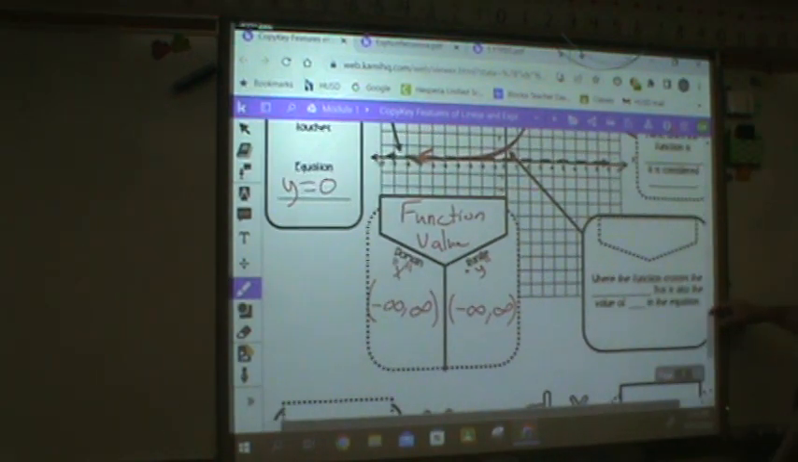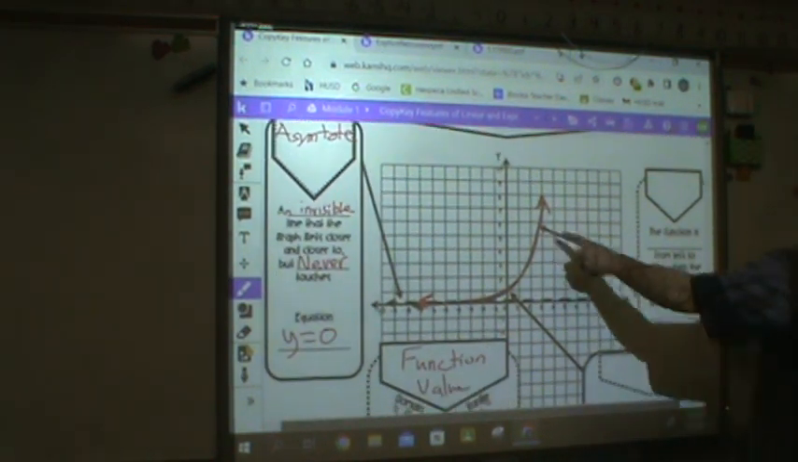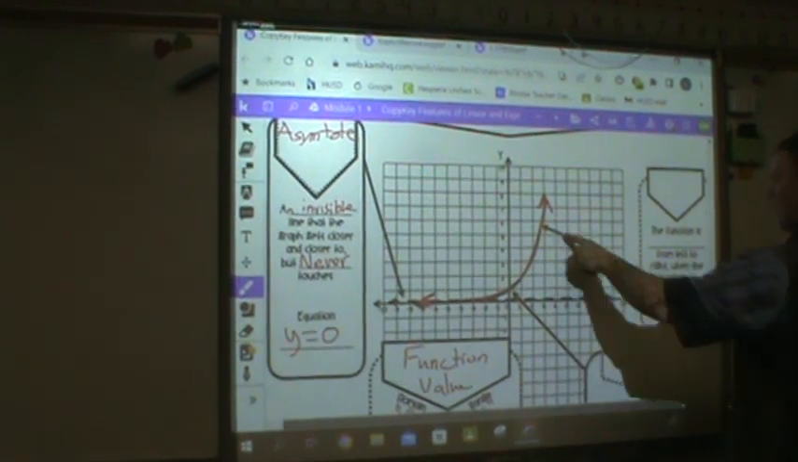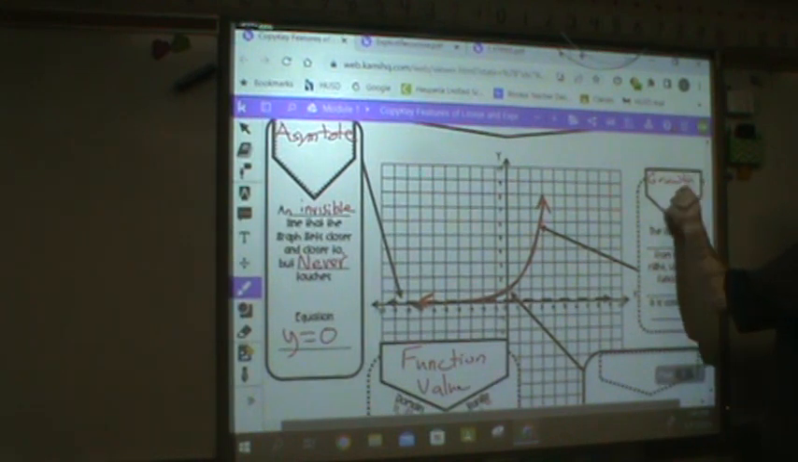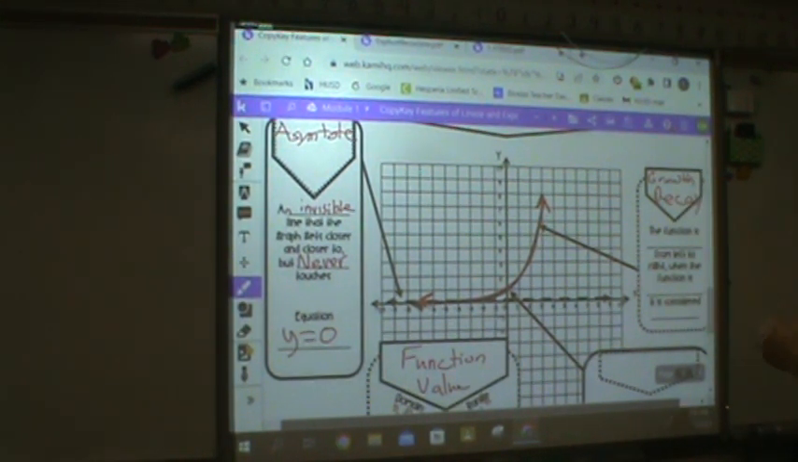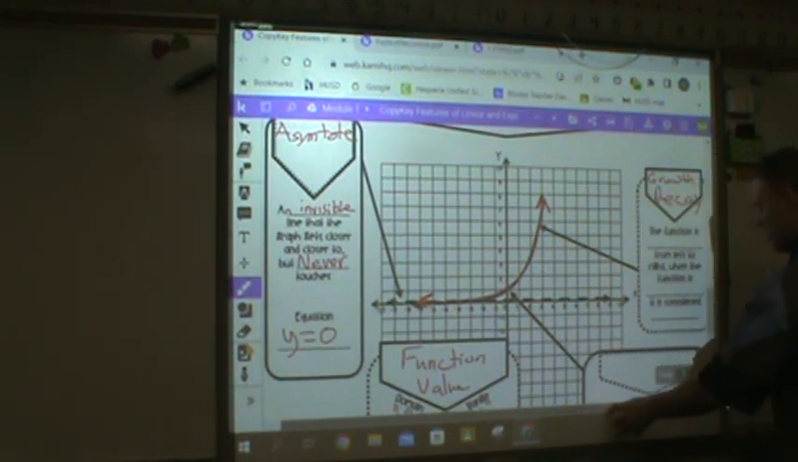Right? Now we get to this guy right here. We're talking about growth and decay. An exponential function will either grow or it will decay. Here's where you need to change things a little bit.